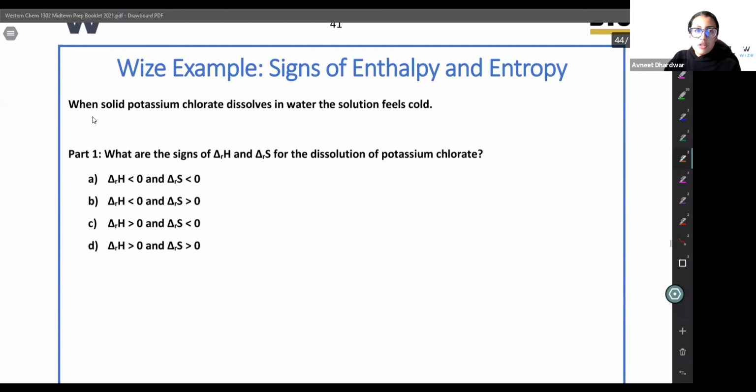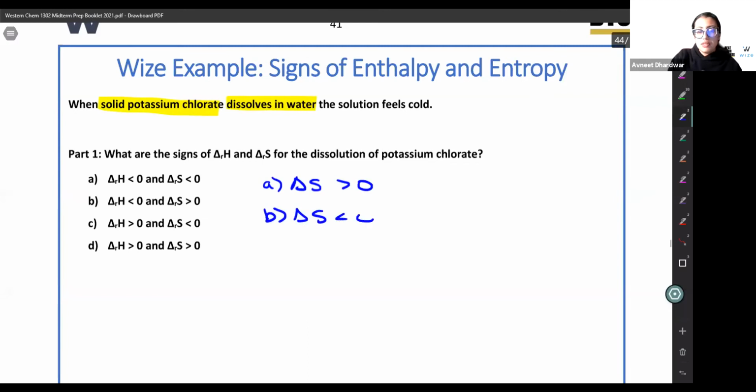So it says, when solid potassium chlorate dissolves in water, the solution feels cold. What are the signs of delta H and delta S for the dissolution of potassium chlorate? So I actually want us to do this in parts together. So it's saying, first of all, that solid potassium chlorate dissolves in water. Okay, so we already talked about this when it comes to entropy. And let's take a vote. Do you think that A, entropy should increase, or B, should entropy actually decrease here?